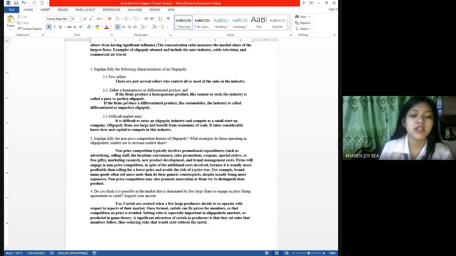Firms will engage in non-price competition in spite of the additional cost involved because it is usually more profitable than selling for a lower price and avoids the risk of a price war. For example, brand name goods often sell more units than do their generic counterparts, despite usually being more expensive. Non-price competition may also promote innovation as firms try to distinguish their product.